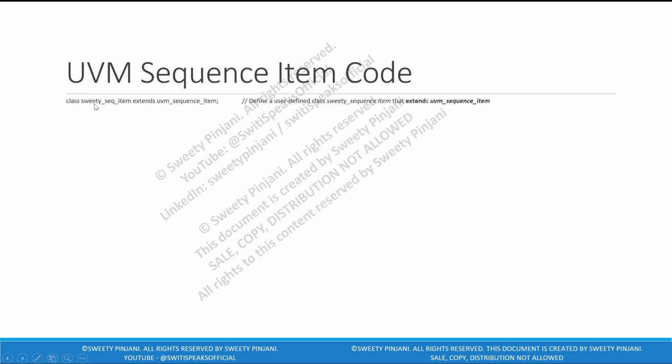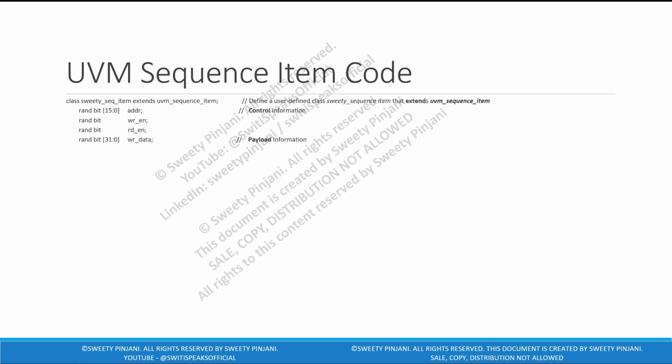I have a sweetie sequence item class which extends from UVM sequence item. Then there I have certain control information. For example, I have 16-bit address. I have write enable bit. I have read enable bit. Write enable is used when you do write operation. Read enable is used when you do read operation.